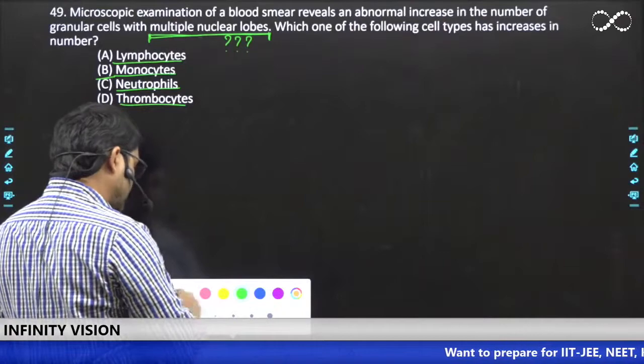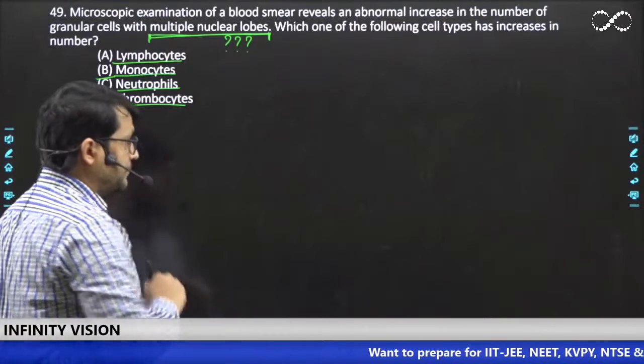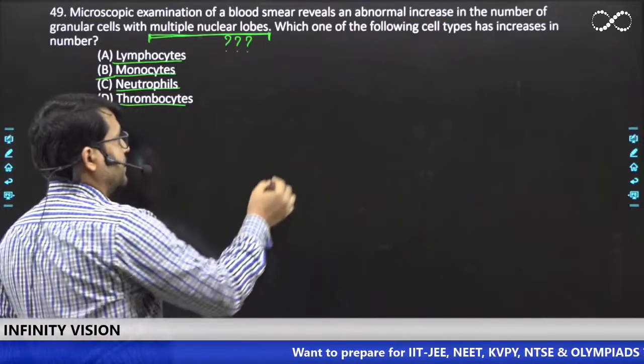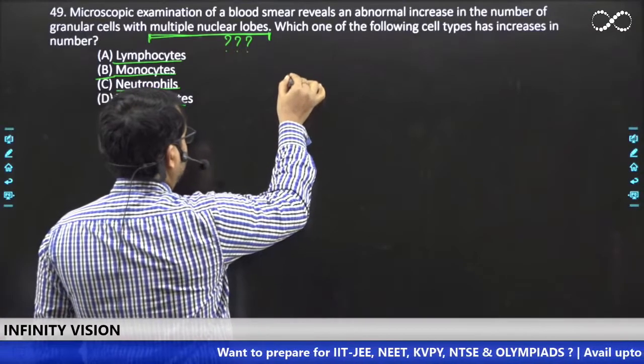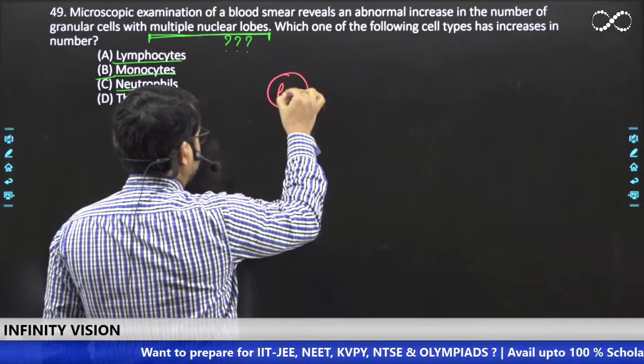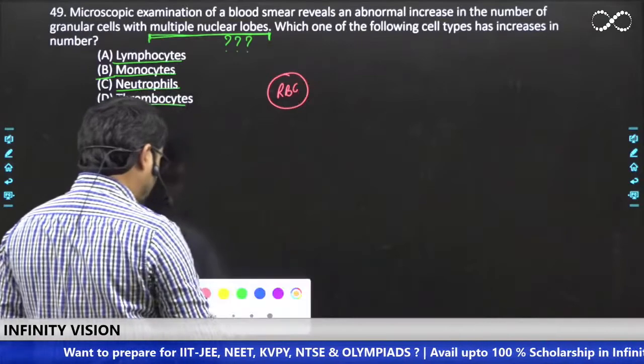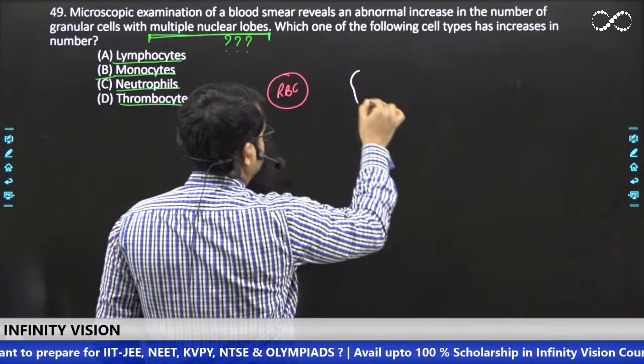When we are talking about the blood cells, blood cells are of three types. One is RBC, correct? The second one is WBC.